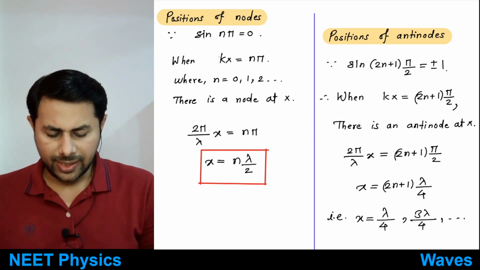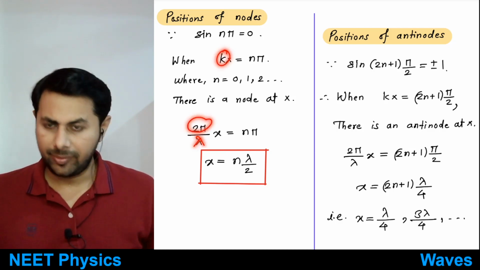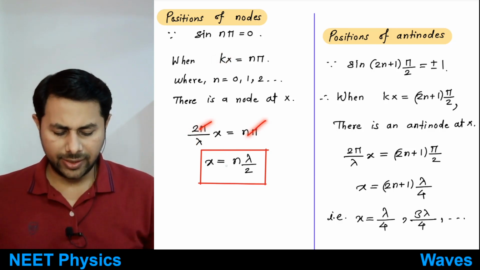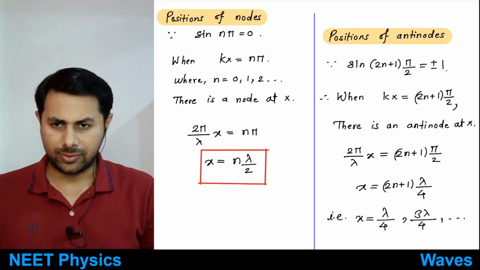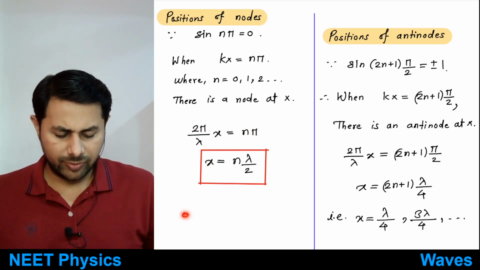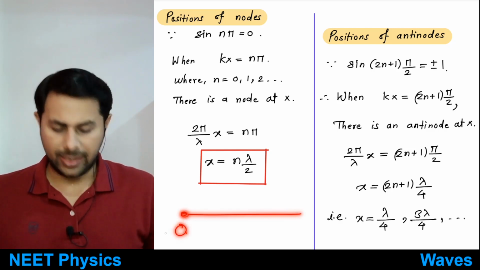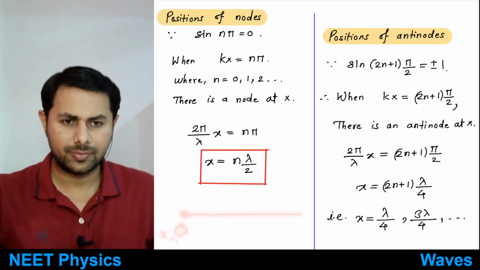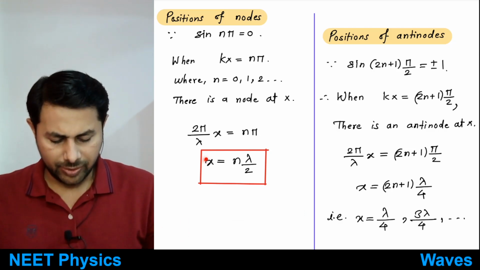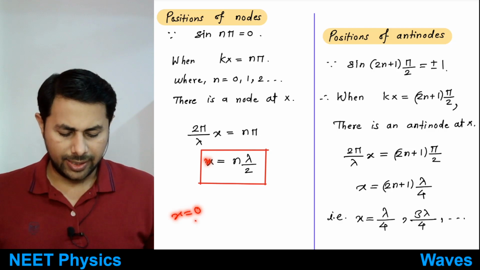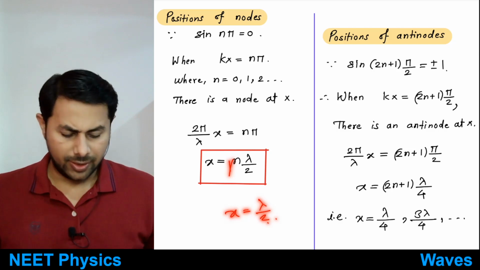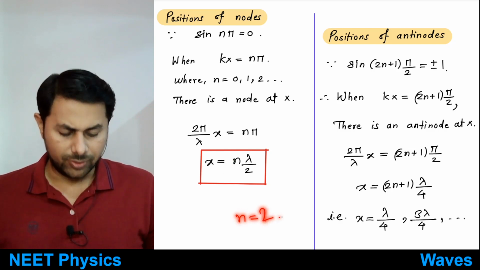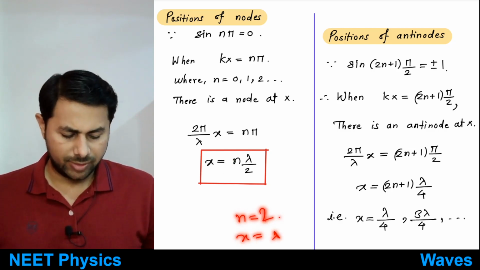So if you substitute that, what do you get? Substituting k is equal to 2 pi by lambda and cancelling out pi, you get x is equal to n times lambda by 2. So first node will be formed at x equal to 0. Next node will be formed at x equal to lambda by 2, n is equal to 1. Then the next node will be formed at n equals 2, that means x equal to 2 lambda by 2, which means lambda.